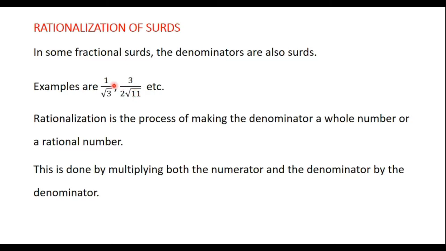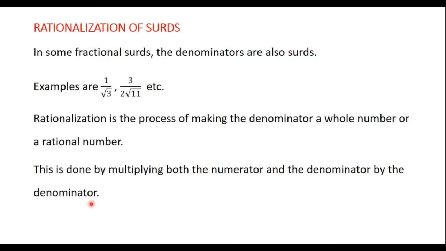So what we do is that we want to rationalize this. We want to make the denominator a rational number or a whole number. So rationalization is the process of making the denominator a whole number or a rational number. So we want to change this denominator here into a whole number or a rational number. That is the whole process or the whole idea behind rationalization. Now, how do we do this? This is done by multiplying the numerator and the denominator by the denominator.